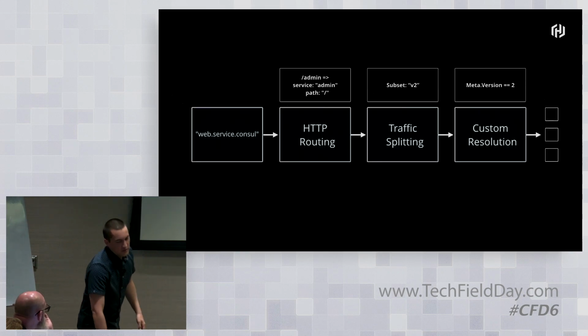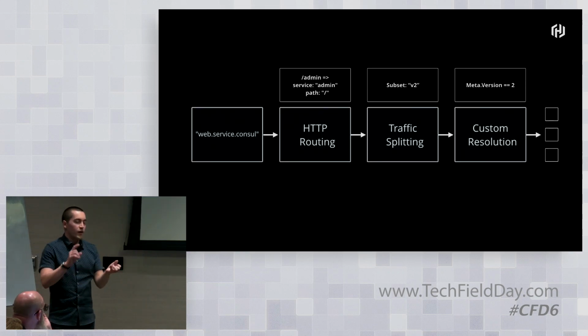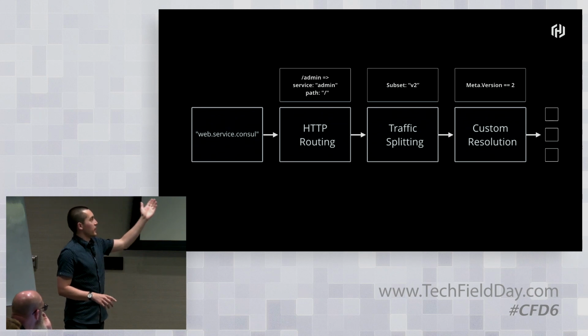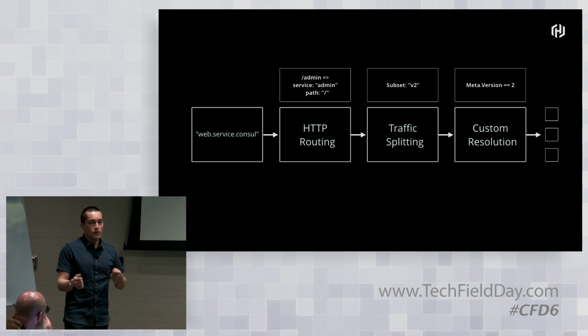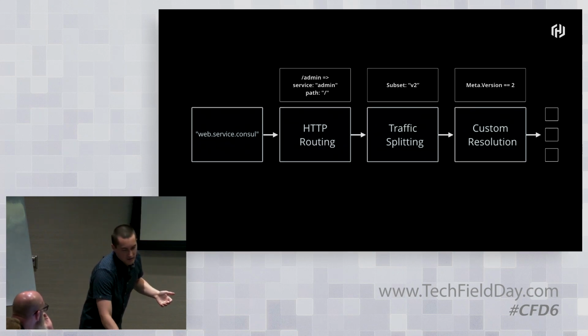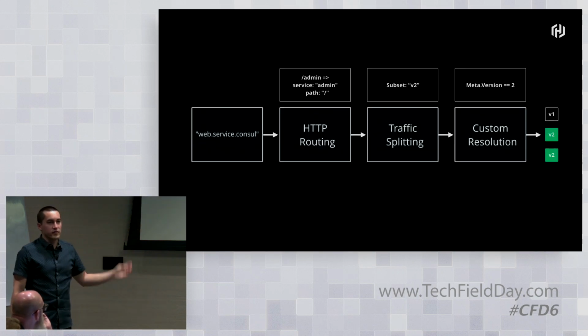And then finally, you get to custom resolution, which is, okay, I know I need the admin service. I know I need the V2 subset. What does that mean? And the resolution step will say if there's metadata, which is key value, that says the version equals 2, then it's V2 subset, otherwise it's V1. And then finally, at the end, you end up returning these services all the way through.